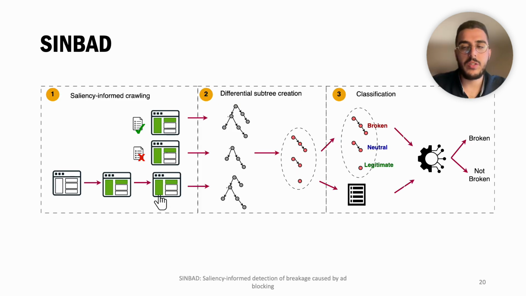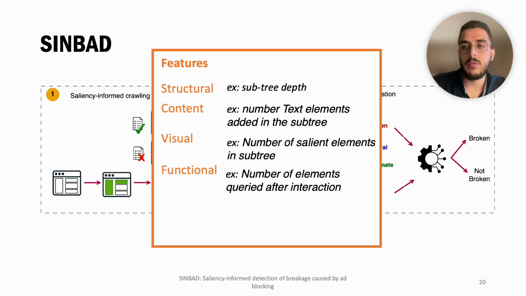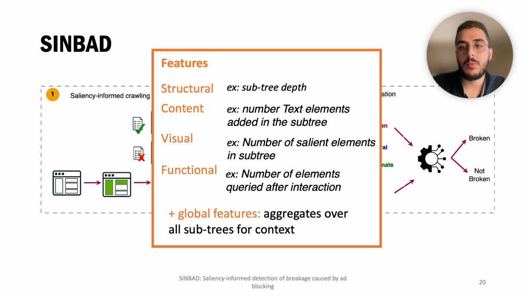Finally, SINBAD extracts features from the edit subtrees and trains a simple machine learning model to classify whether subtrees are broken or not. We extract 4 categories of features that comprise the main areas where breakage manifests. Visual features include the contribution from saliency, while functional features include the contribution of interactions. Finally, we append to each subtree feature vector global features, which are aggregates of other subtrees in the same web page visit, to provide context for the classifier.